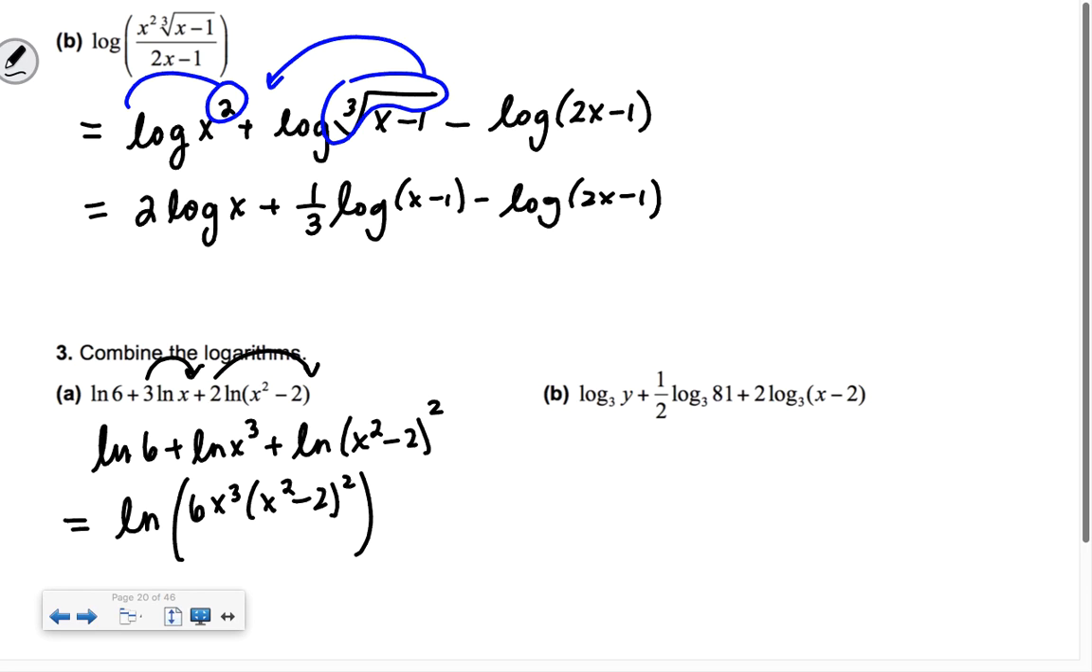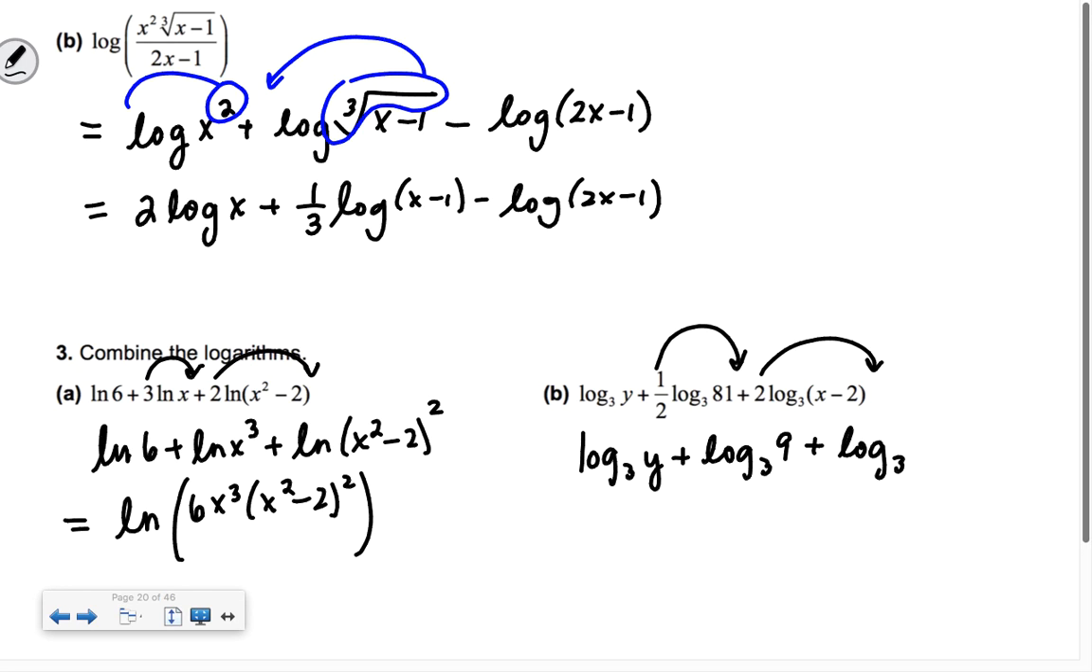Still feeling pretty good about these? So the next one, I'd bring the 1/3 up, or the 1/2 up, and I'd bring the 2 up. So I'd have log base 3 of y plus log base 3 of 81 to the 1/2. What would I write? 9, plus log base 3 of x minus 2 squared. And then log base 3 of 9 is actually a number.